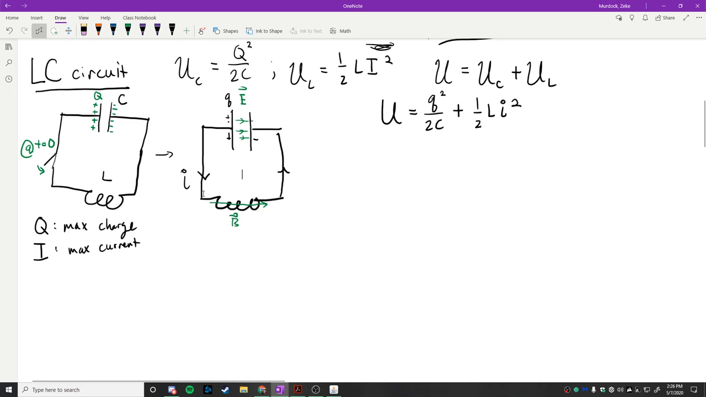And then the process repeats itself. Did that make sense to you guys? You start with charges, the charges try to flow, and then they try to stop flowing, but there's an inductor that makes them keep the charges flowing, the current keeps flowing.